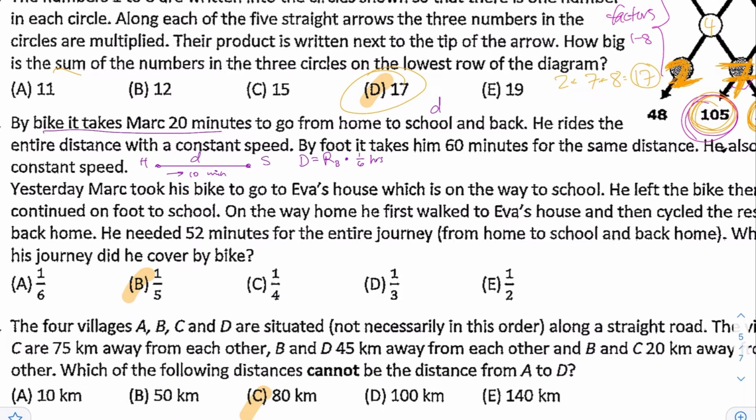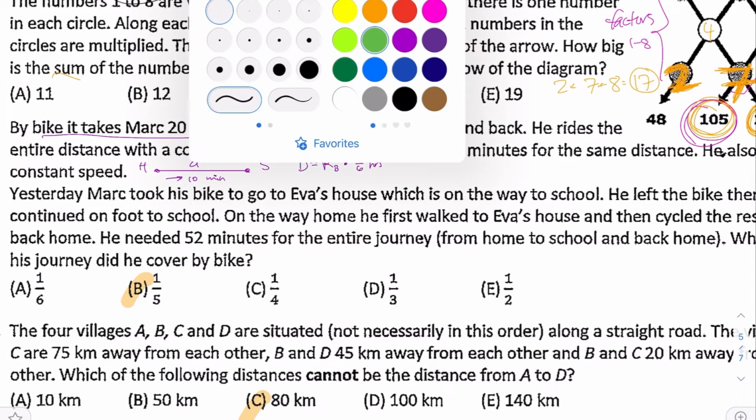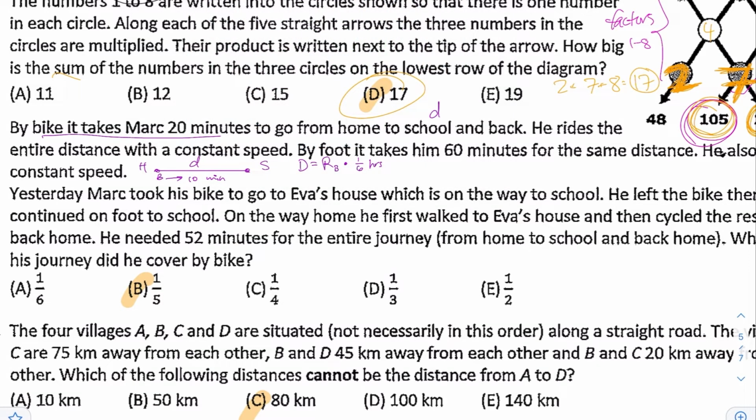Now you also have his walking rate. So for walking, if you walk there and you walk back, it'll take 60 minutes the entire trip. So that means it'll take 30 minutes. So the same distance will be this walking rate times 1/2 of an hour, because 30 minutes is 1/2 of an hour.